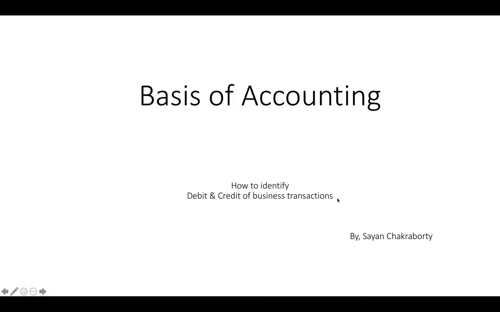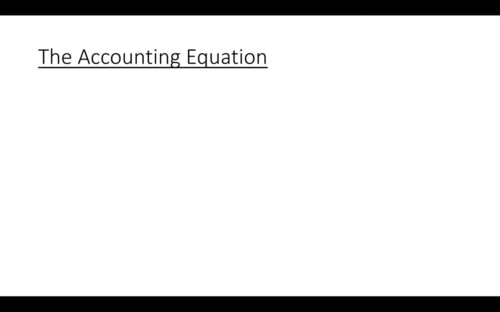In this video, we'll talk about the basis of accounting, especially how to identify the debit and credit side of a business transaction. So we'll start with the accounting equation. For any business, we can say that the economic resources are equal to the claims against the resources. And the economic resources are nothing but the assets of the business.